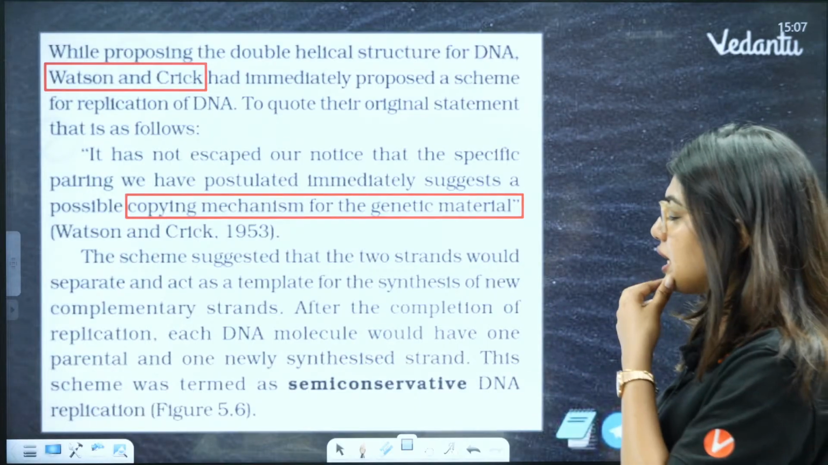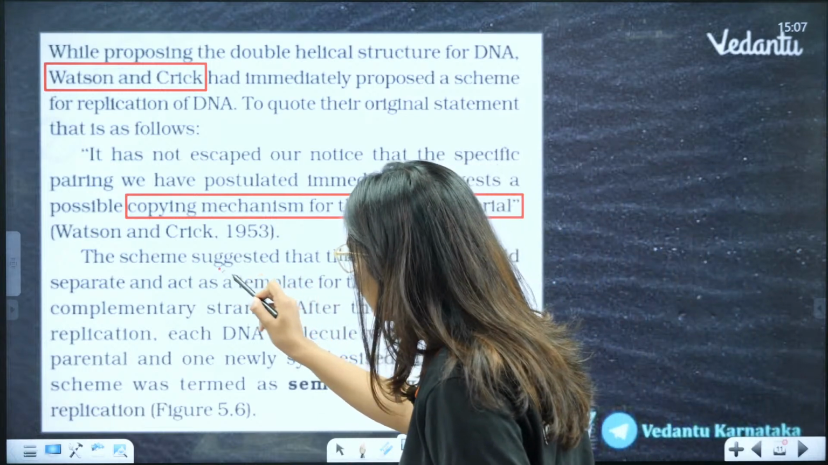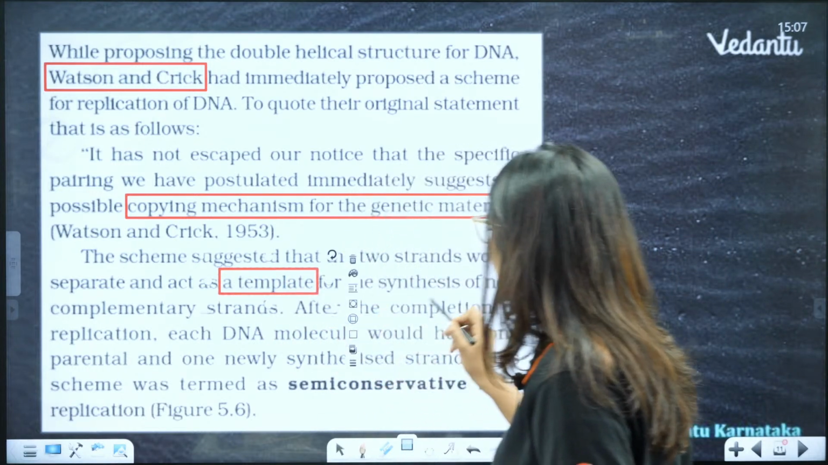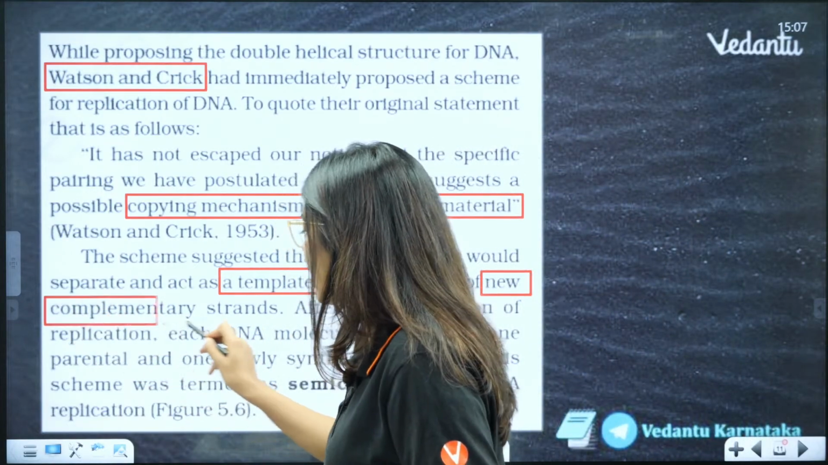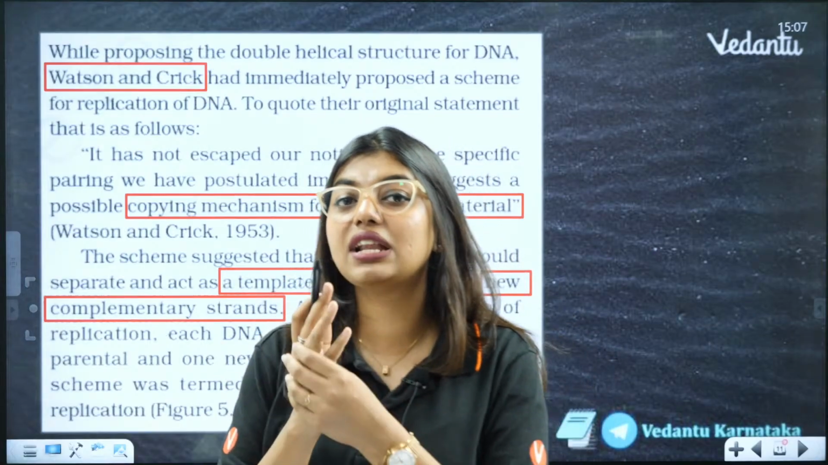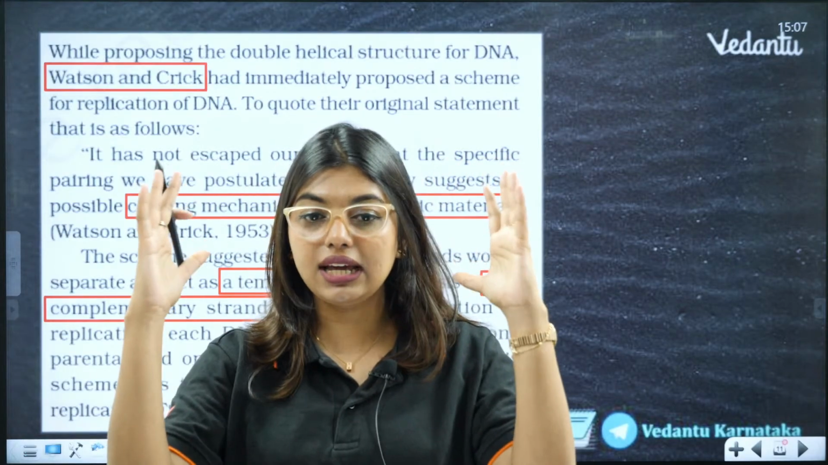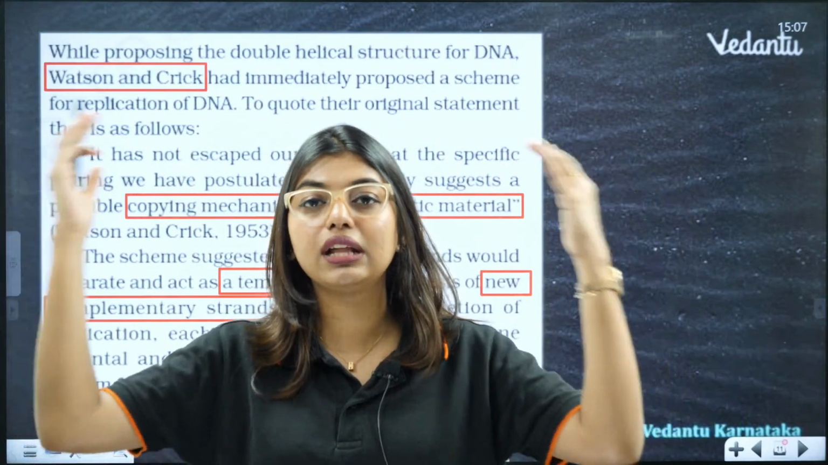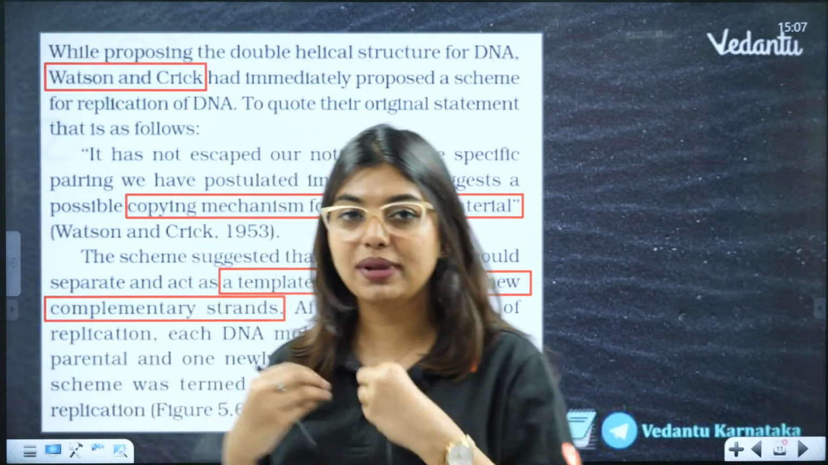Now the scheme suggested that the two strands would separate and act as a template for the synthesis of the new complementary strands. So our parent strands separate and act as a template. One strand forms here, one strand forms there. If they join together, they are going to form the semi-conservative pattern which is present in our DNA.